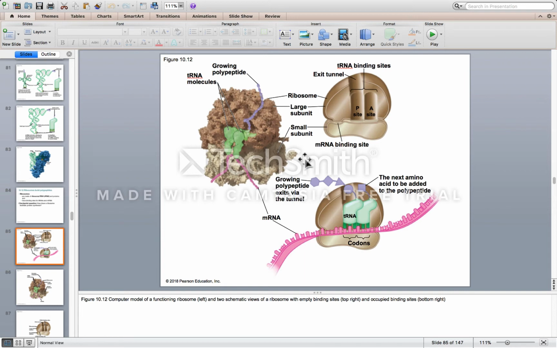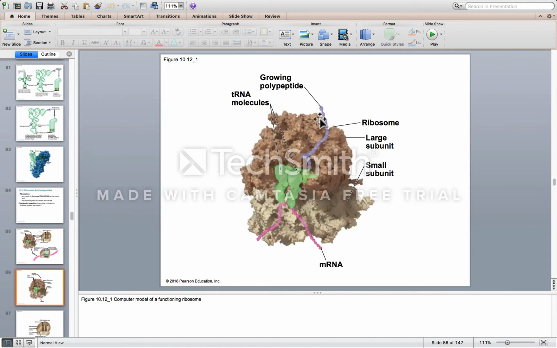Once he binds, he's going to fly out, but not unless it's going to continue to grow a polypeptide or a chain of events. So I can't wait for you guys to see the video. This is the upper larger subunit. This is the lower subunit. This guy is your transfer RNA molecule with your messenger RNA codon.